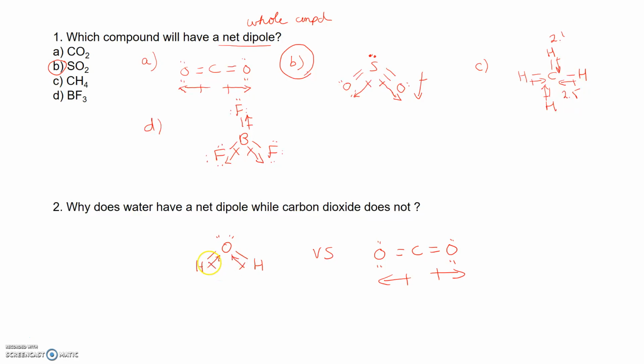But with water, what you're going to notice is that because you have 2 lone pairs on the central atom, again, it's going to push down the bond between oxygen and hydrogen, making this shape bent and not linear. This is bent. This is linear. So in that case, the net dipole is going to be going towards oxygen. So that's why water has a net dipole, while carbon dioxide does not.